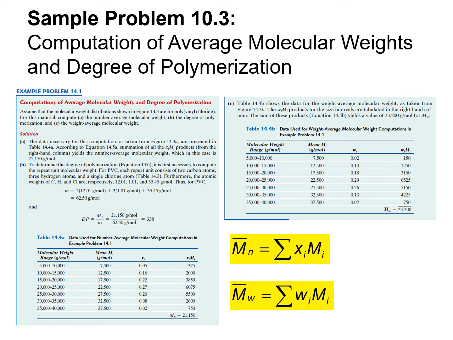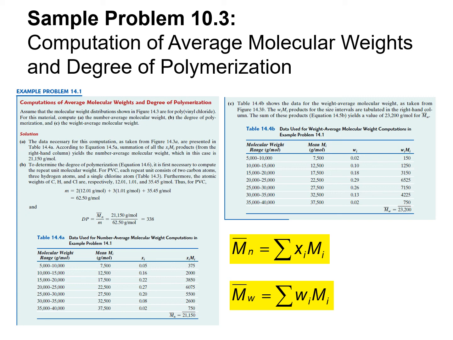Now, let's look at sample problem 10.3. It is a combination of questions on the average molecular weight and the degree of polymerization. If the resolution is small for you, you can also refer to the e-book chapter from the Callister textbook, example problem 14.1 in chapter 14.